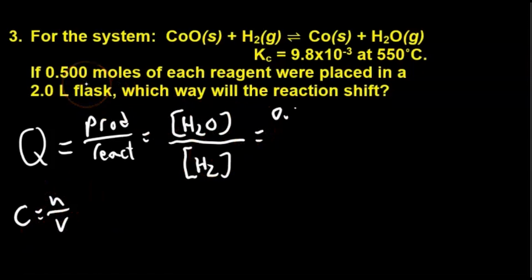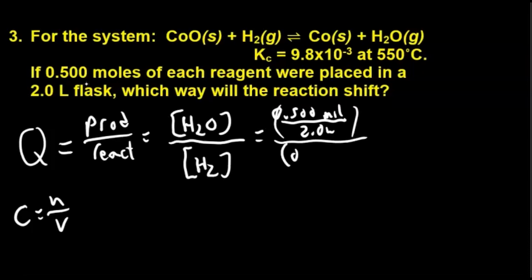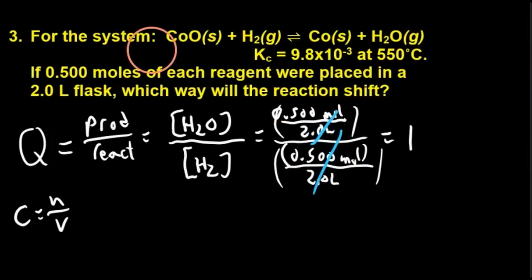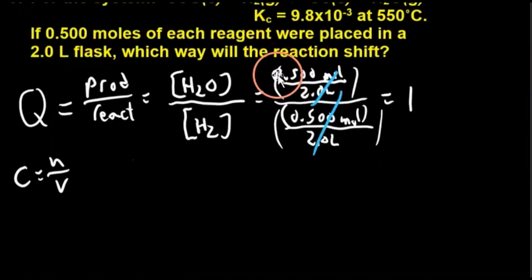It's 0.500 moles over, not 1 liter, whoops, 2 liters. I should include sig figs, 2.0 liters. And that's the same thing in the denominator. You can probably see what this number might be, 0.500 moles over 2.0 liters. This is literally the same number in the numerator as in the denominator, so it cancels out, and it's equal to 1. And there we are. So we're good.